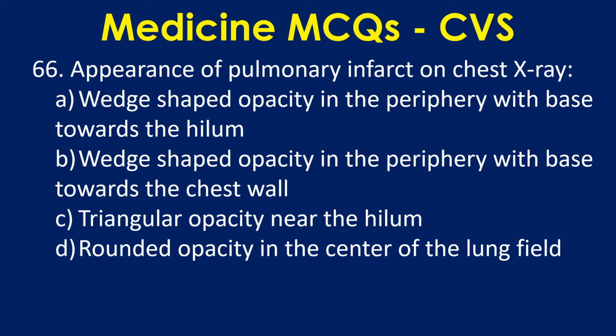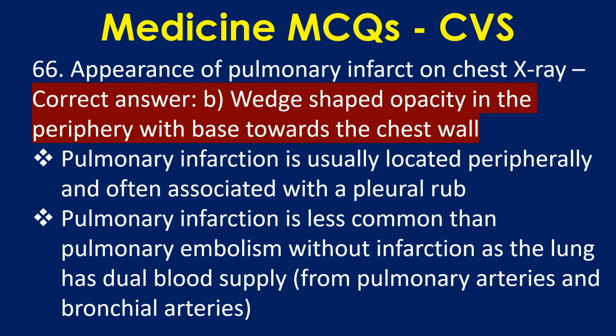Appearance of pulmonary infarct on chest X-ray. A. Wedge-shaped opacity in the periphery with base towards the hilum. B. Wedge-shaped opacity in the periphery with base towards the chest wall. C. Triangular opacity near the hilum. D. Rounded opacity in the center of the lung field. Correct answer: B. Wedge-shaped opacity in the periphery with base towards the chest wall. Pulmonary infarction is usually located peripherally and often associated with a pleural rub. Pulmonary infarction is less common than pulmonary embolism without pulmonary infarction, as the lung has dual blood supply from pulmonary arteries and bronchial arteries.